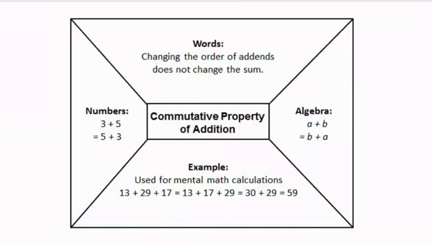I've put it here in words: changing the order of the addends does not change the sum. This is just like a theorem. And then this is an algebraic form. These are the numbers, an example with numbers. Here is an example of mental calculation.